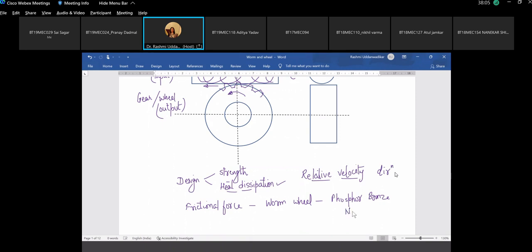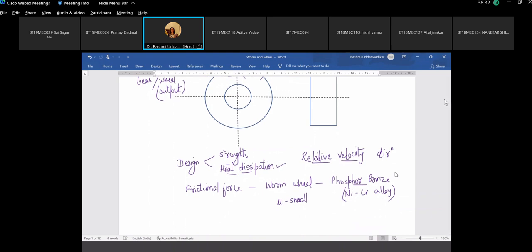Phosphor bronze is a nickel chromium alloy, and the value of coefficient of friction is very small, of the order of 0.0025. So why only phosphor bronze is used as a material for worm wheel? Another question. The answer is because it offers very low coefficient of friction, the frictional force reduces, and it reduces the amount of heat which is generated.